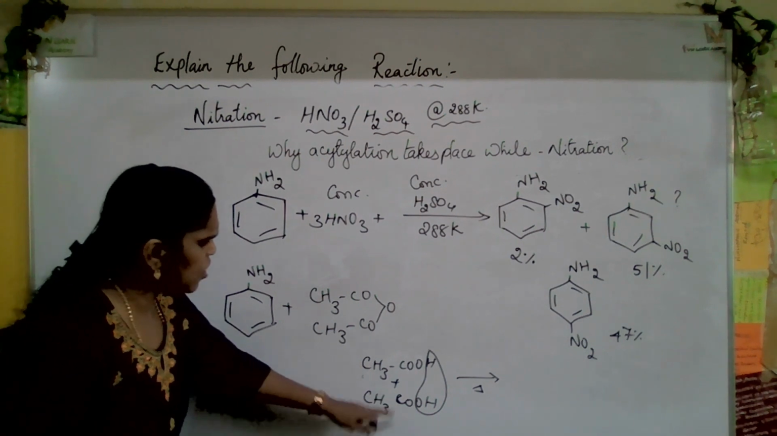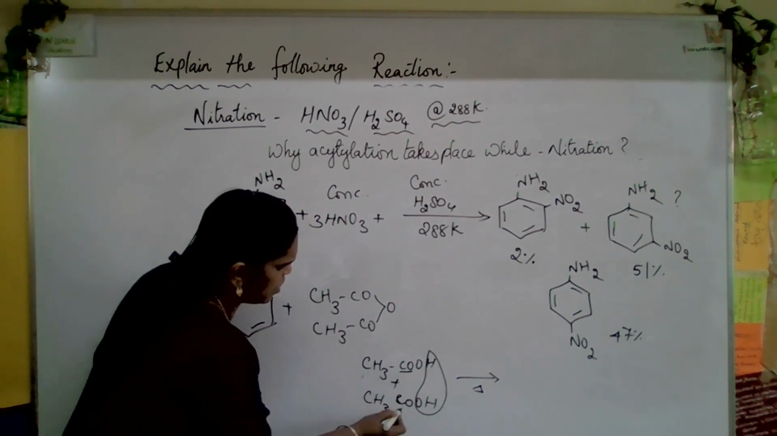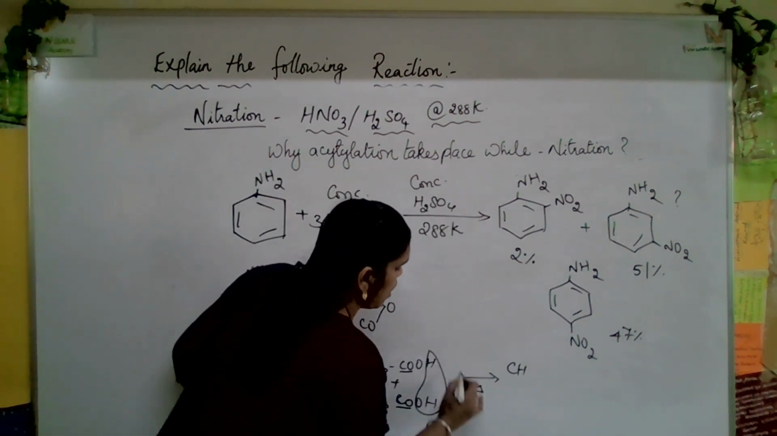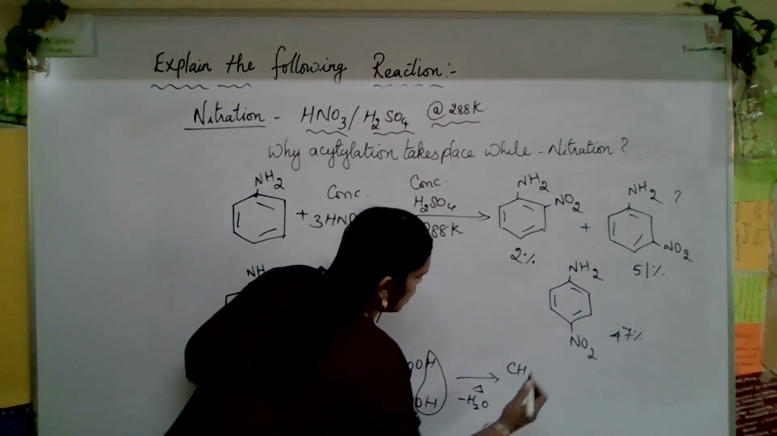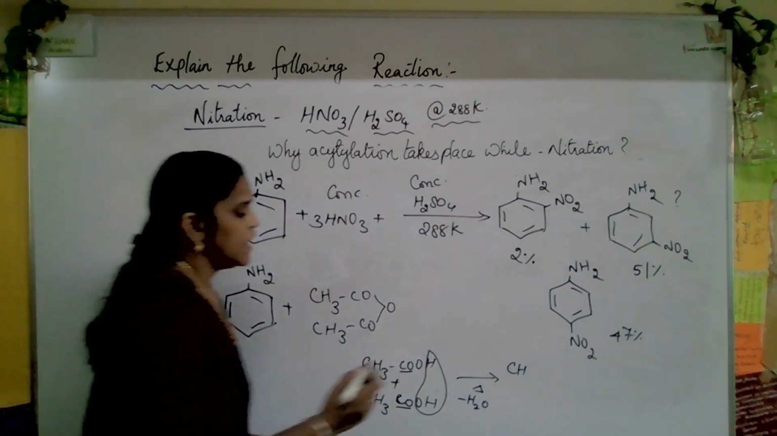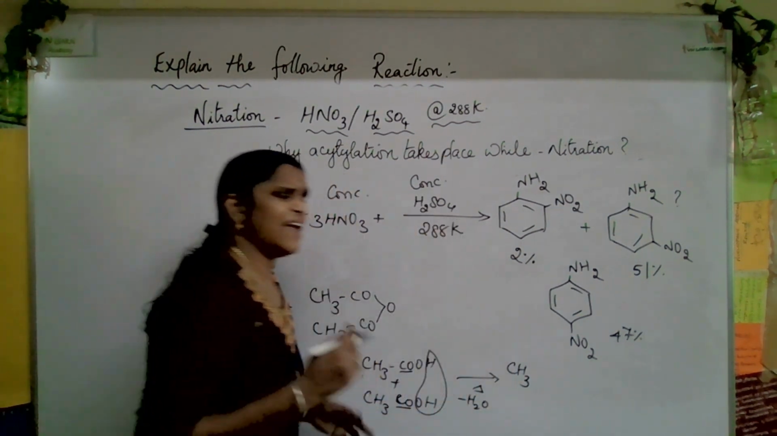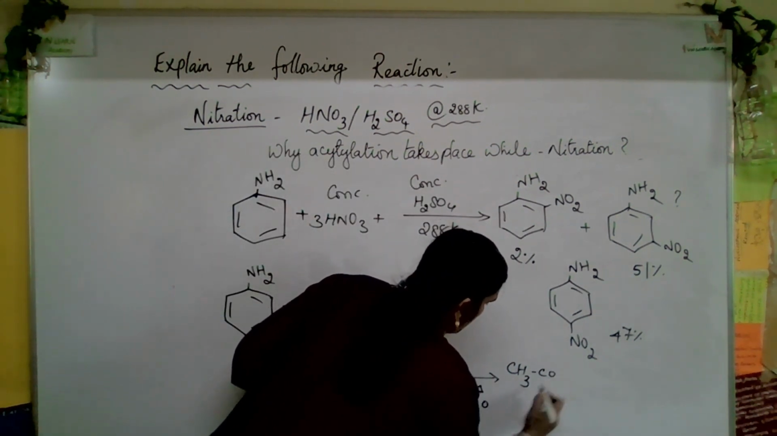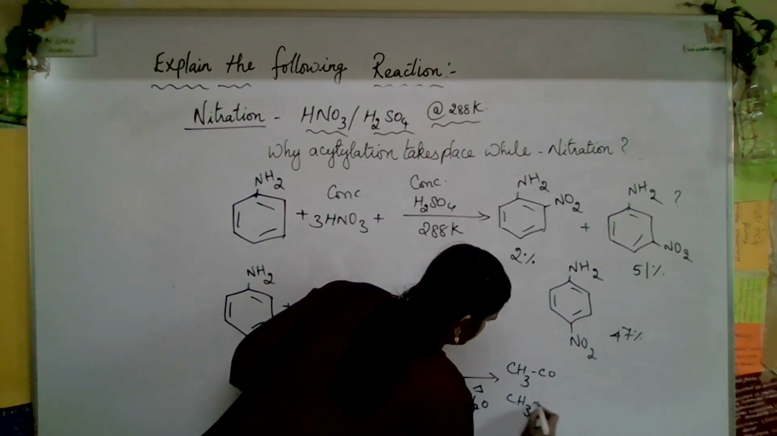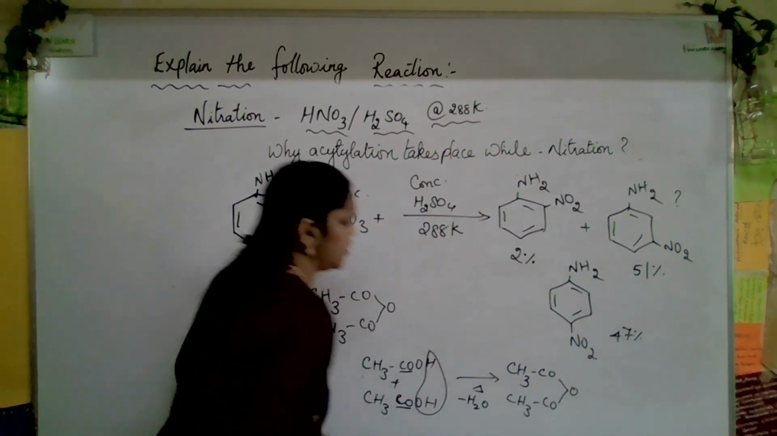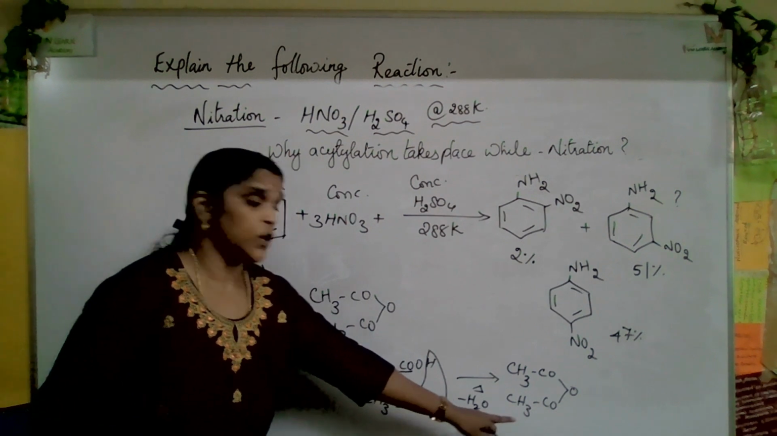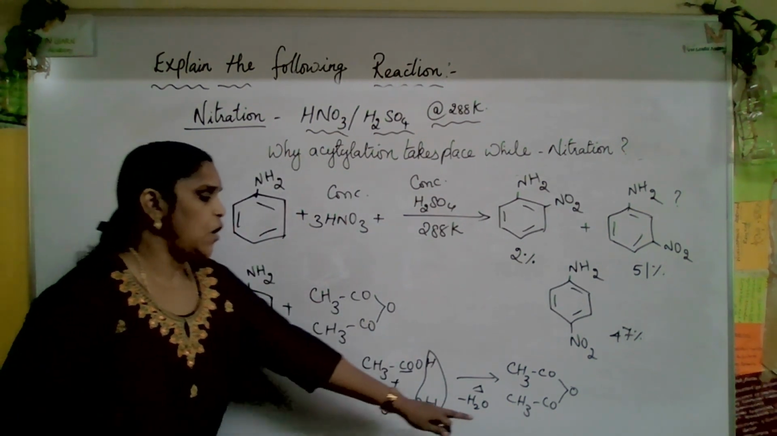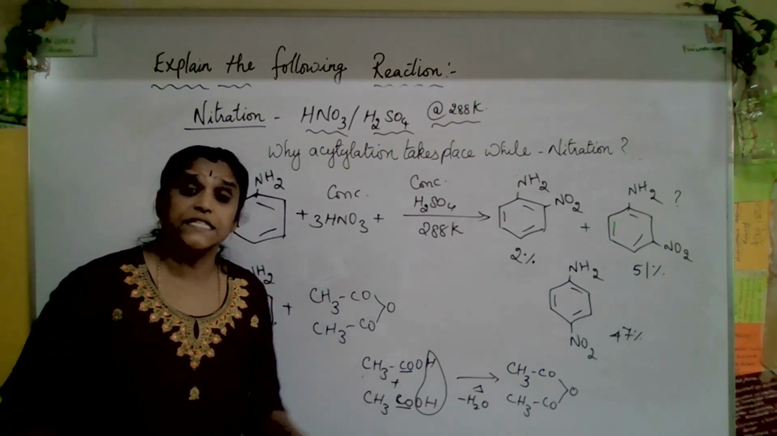Here also CO is available, here also CO is available, both connected together, so removal of water. With removal of water, acetic anhydride is formed. Generally anhydride means removal of water only. CH3CO and then CH3CO, both connected through O. Is it visible? Yes. So this is the way we get acetic anhydride.